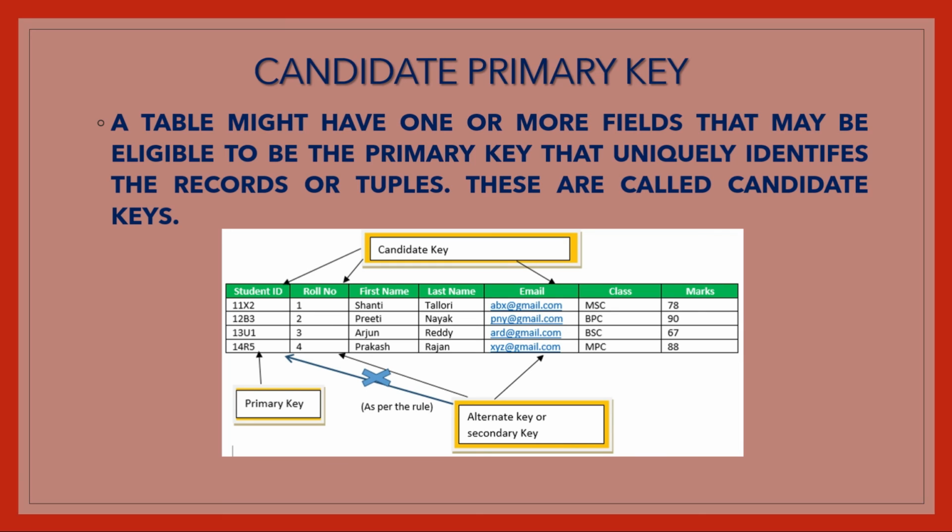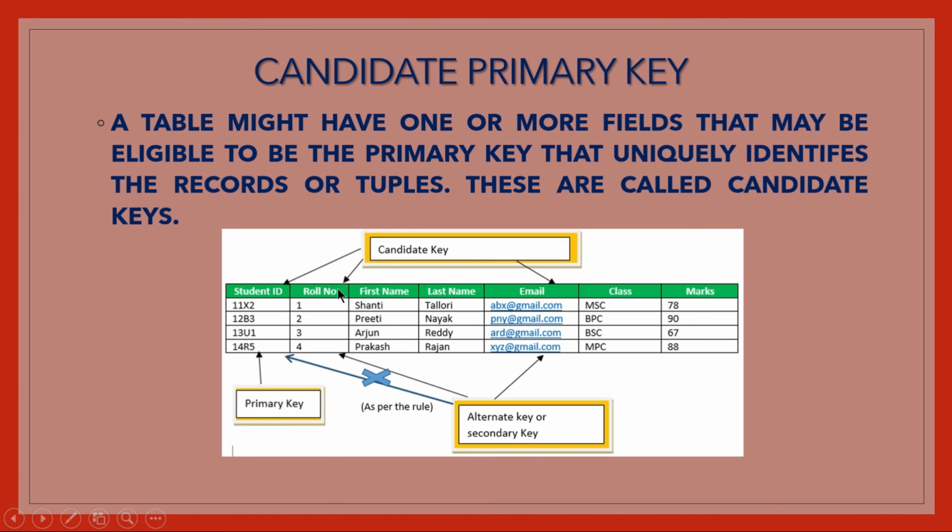Okay, uniquely identifies the records or tuples. These are called candidate keys. Like you see out here, student ID cannot be duplicated, because two students cannot have the same ID. Roll number also cannot be duplicated. Email ID also cannot be duplicated. So these are all coming under the category of candidate key, sorry, not primary key. All can be the primary key.